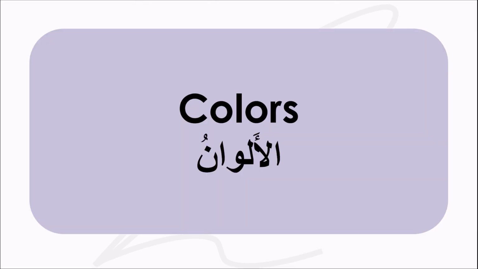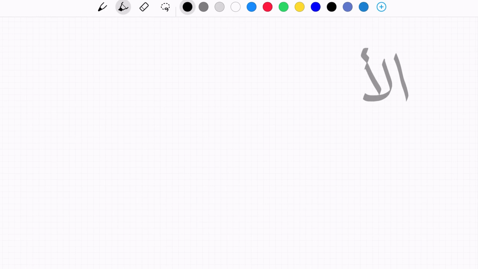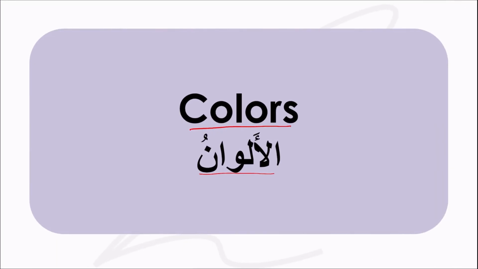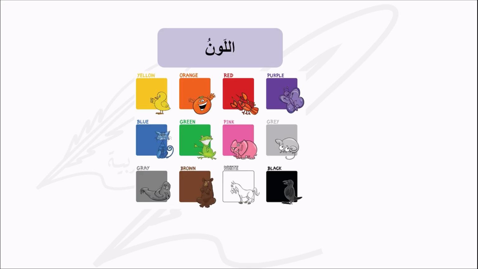We are going to learn about colors and also animals. So let's start. The first word of today is colors. Colors is the plural. It's al-alwanu. I'm going to write it for you. Repeat after me. Al-alwanu. Good job.